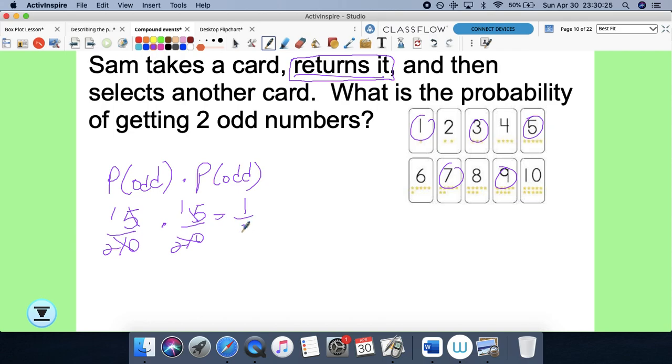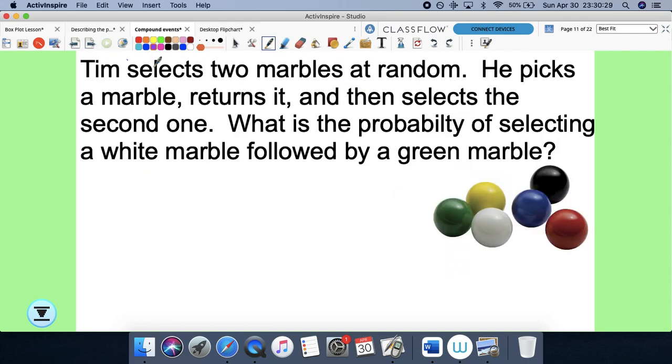The chance of this happening is 1/4. Okay. Again, sometimes you're going to see the word returns, or replaces, right? One of the 2 words, which means he puts it back.